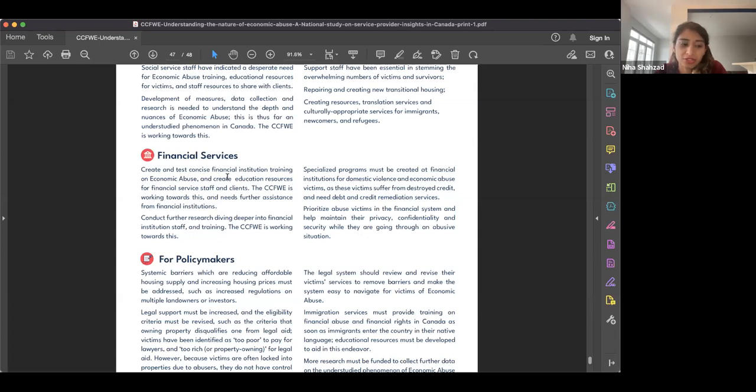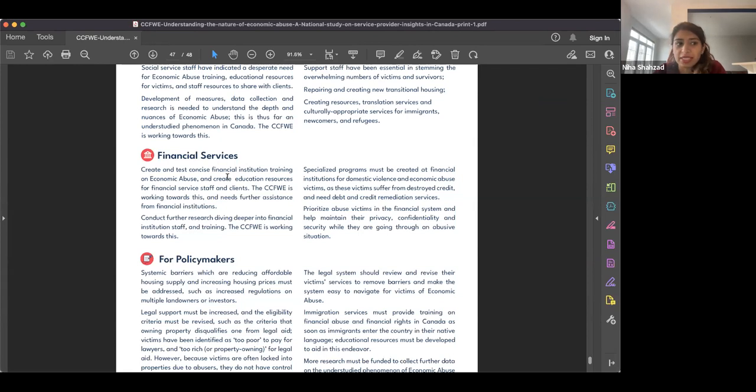Because many financial institution staff also tell us that they can be the first line of defense for economic abuse victims and survivors. And this is because when people come into a bank or they're talking to their banking advisor, they often go into very personal details about how they spend their money, how their partner spends their money, how their partner prevents them from spending their money.